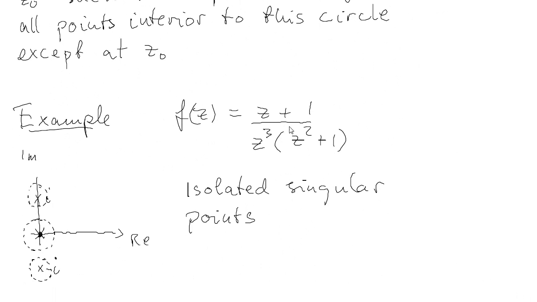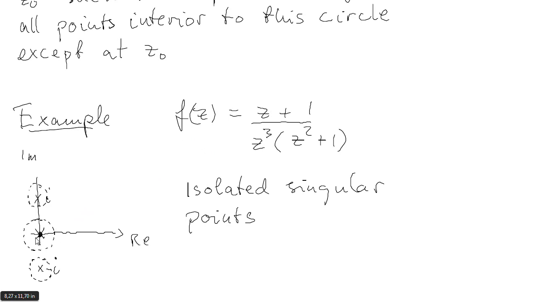So let's take some example of this. This function, a rational function, cannot have any zeros in the denominator, so we have several singular points. In this case, the zeros of this denominator are 0 and plus and minus i. And all these 3 points are isolated singular points of the function f of z.